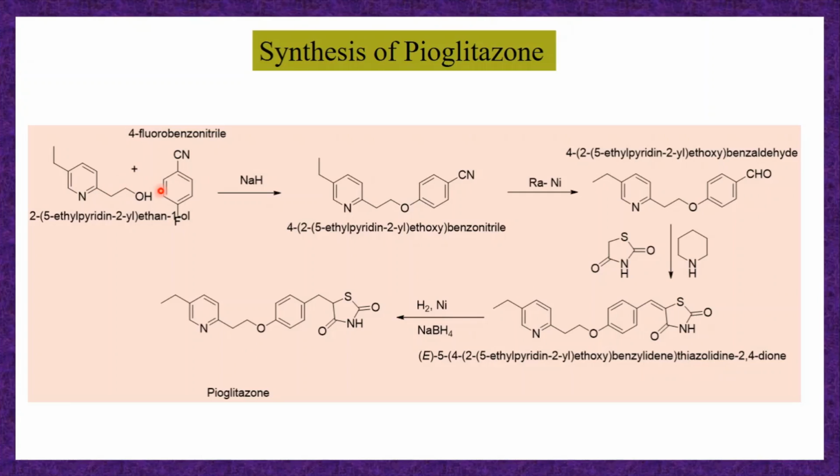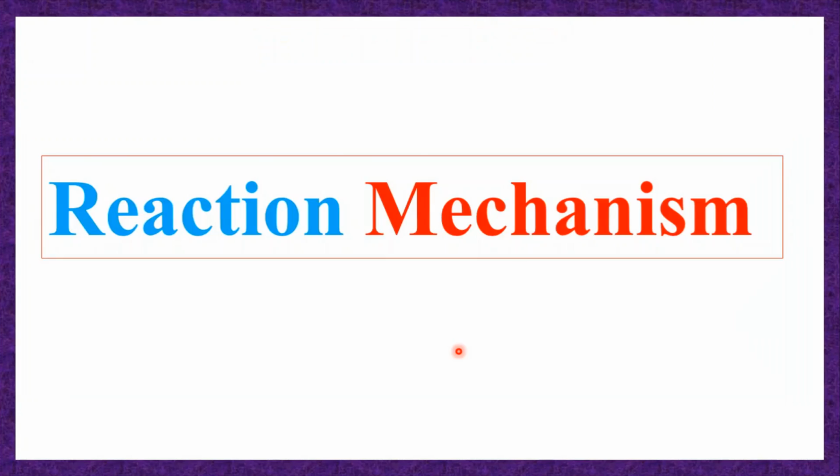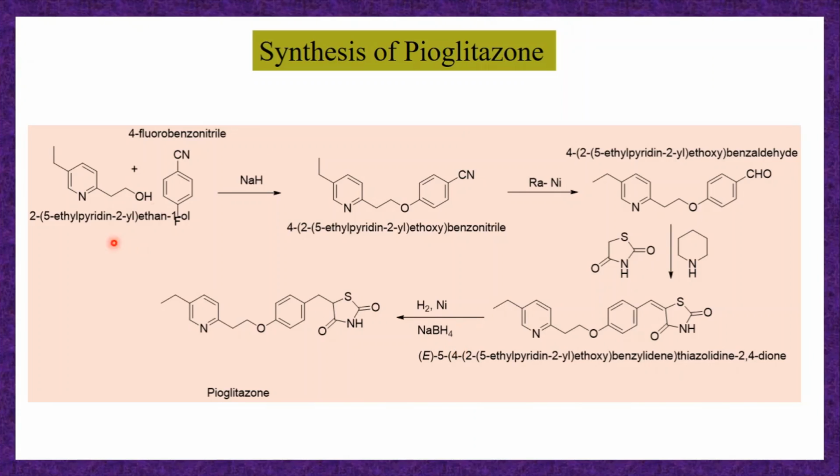So these two compounds will react, the name is here, in presence of 4-fluorobenzonitrile and sodium hydride. You will get this product, and then this will undergo the reaction with Raney nickel. You will get this aldehyde product. Then this will undergo the reaction with this thiazolidinedione and piperidine. You will get this product. Then the simple reduction converts the double bond into single bond. So now in the next slide, we'll see the reaction mechanism of each step.